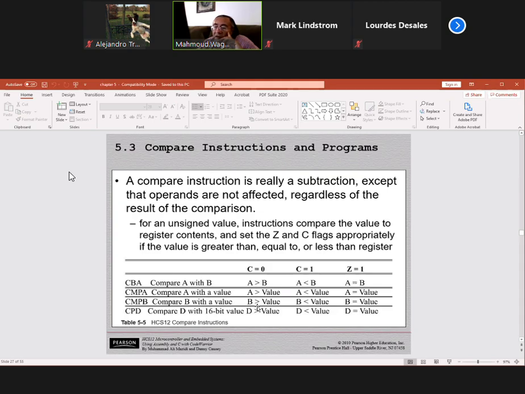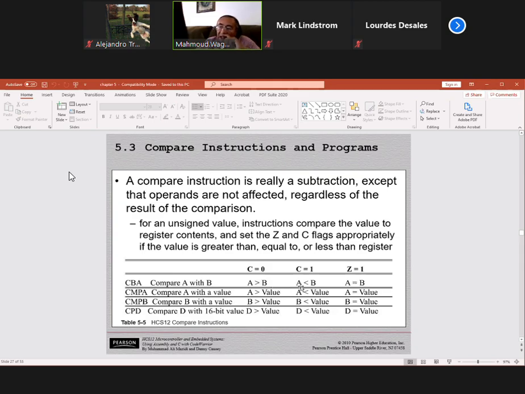Let's have a look at different situations here. Suppose that we're comparing A with B. If A is bigger than B, what's going to happen? Effectively you're subtracting A minus B, but you're not changing the value of the accumulator. So the carry stays zero. Why would the carry change? If A is bigger than B, there will be no carry.